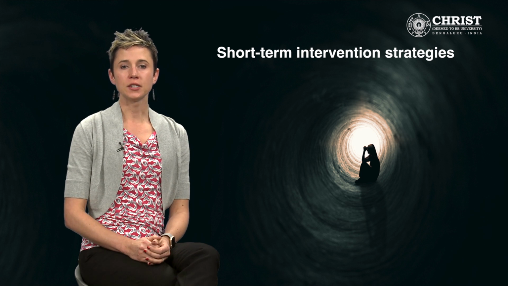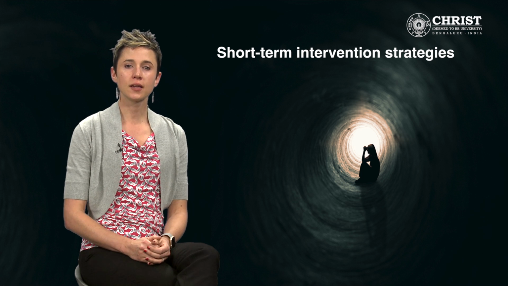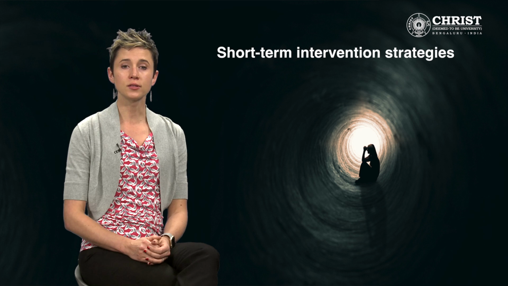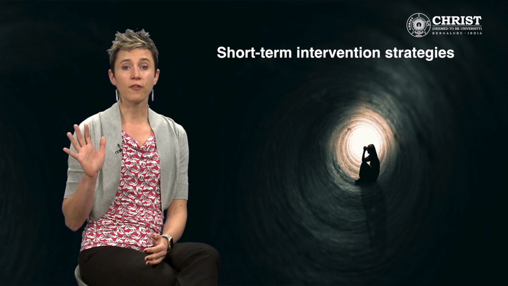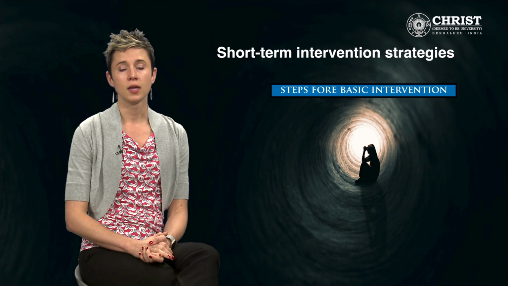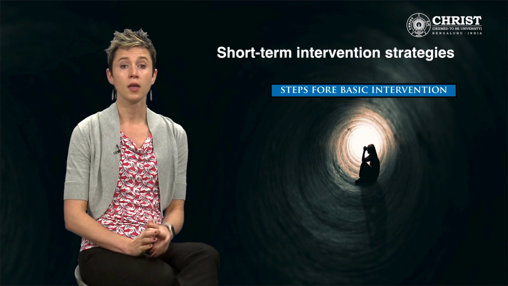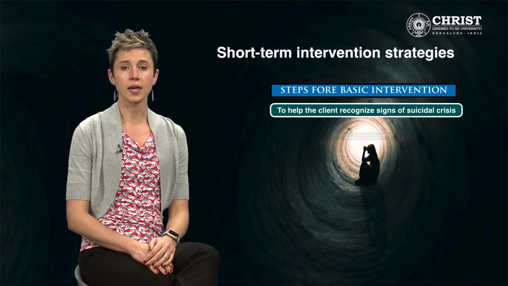I will review safety planning as discussed by Stanley and Brown. The intent of the safety plan is to help individuals lower their imminent risk for suicidal behavior by consulting a predetermined set of coping strategies. There are 5 basic steps of the intervention, and these steps should be engaged in sequentially until the suicidal crisis is averted. The first step is to help the client recognize signs that indicate a suicidal crisis is impending.